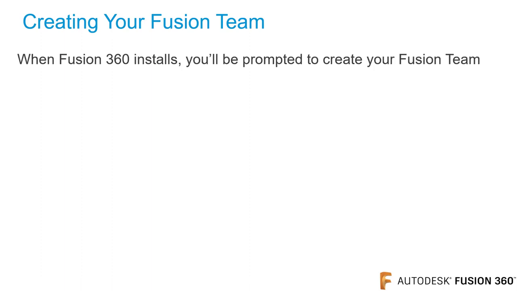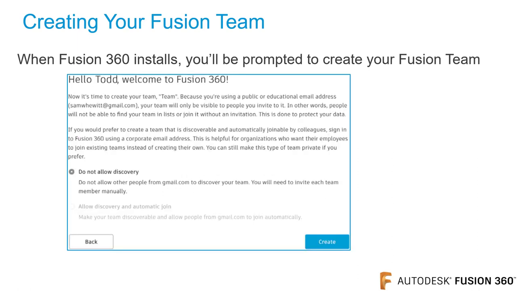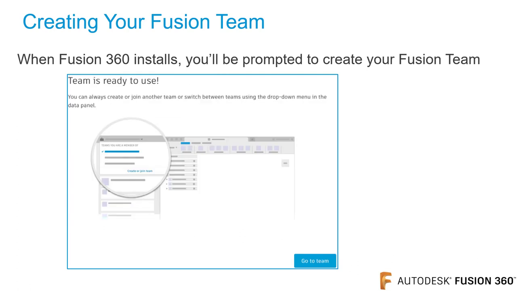When you install Fusion 360 for the first time, you'll be prompted to create your Fusion team. The first thing that you'll do is click on Create a Team, and then you'll enter a name for your Fusion team. In the next dialog box, click on Create, and your Fusion team will be created, and then it will show up inside of Fusion 360.